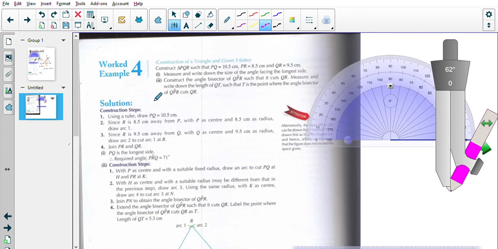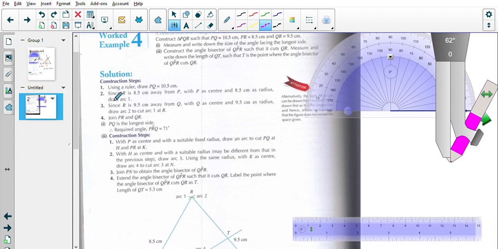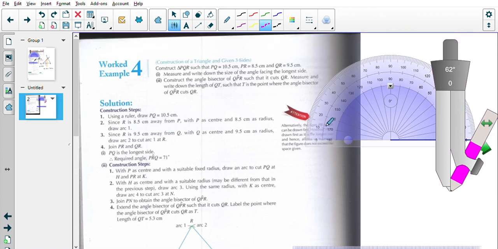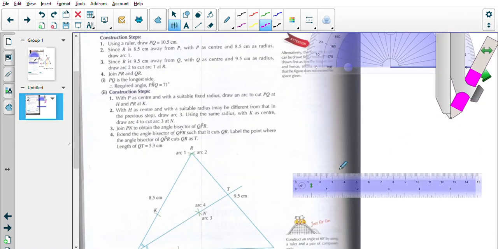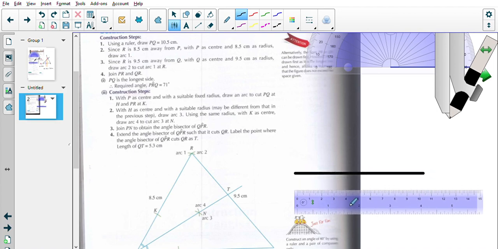The construction steps are given here. The first thing you should do is use a ruler to draw PQ equal to 10.5 centimeters. Don't forget to bring your protractor, your compass and your ruler first. Now we can start from here. Draw the line PQ, 10.5 centimeters, like this. I will draw it in black ink. Don't forget to name your line here.